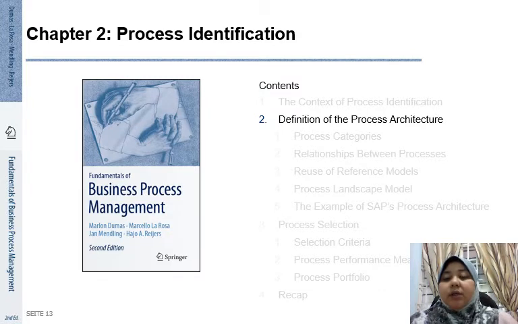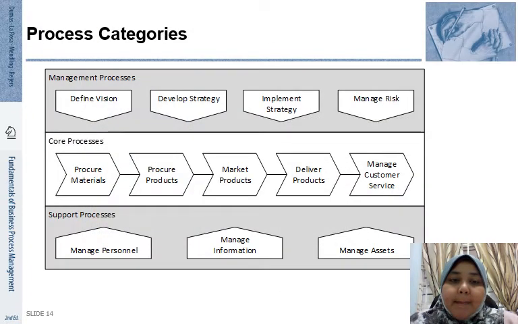Kita go to the second content, which is definitions of the process architecture. Alright. So this is a process category. We have to categorize the process first. Kalau kita terlalu banyak proses kan, first you have to categorize it.